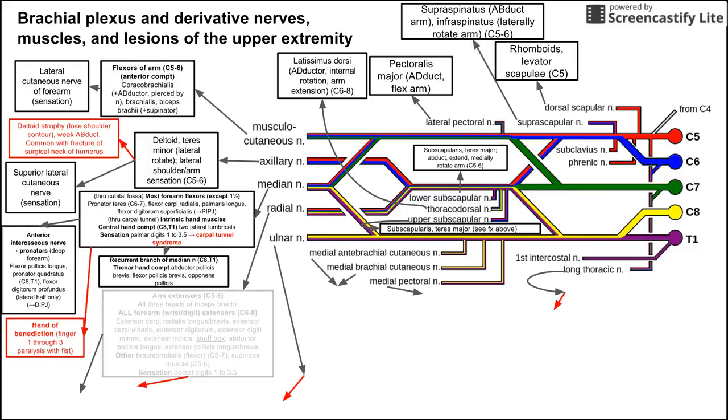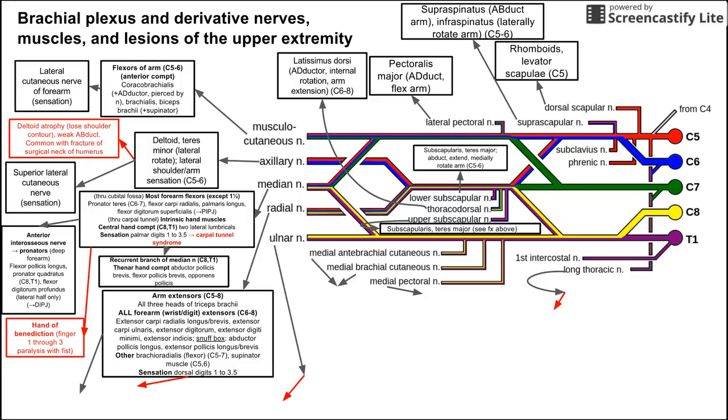Next is the radial nerve. Radial nerve is responsible for many of the extensors, whereas the median nerve and the musculocutaneous nerve were responsible for many of the flexors. Radial does almost all of the extensors. So in the upper arm, the radial nerve innervates all three heads of the triceps. Triceps is a pretty big muscle in the upper arm, all innervated by the radial nerve. And this comes from the nerve roots C5 to C8.